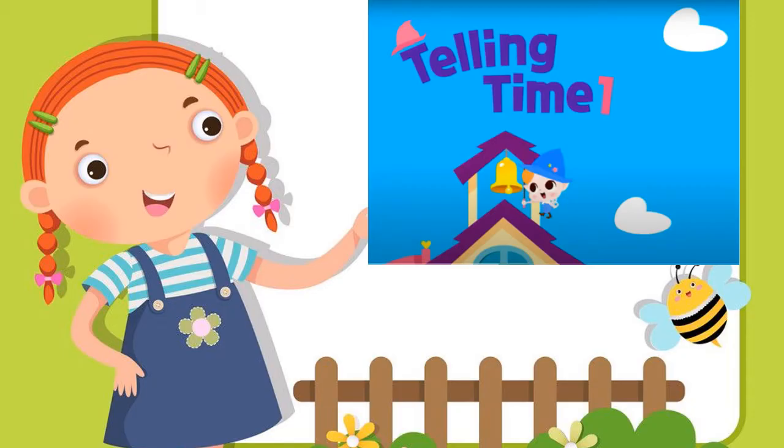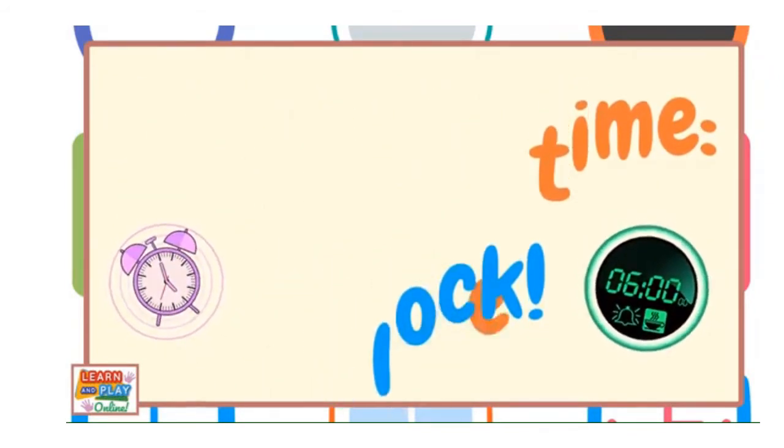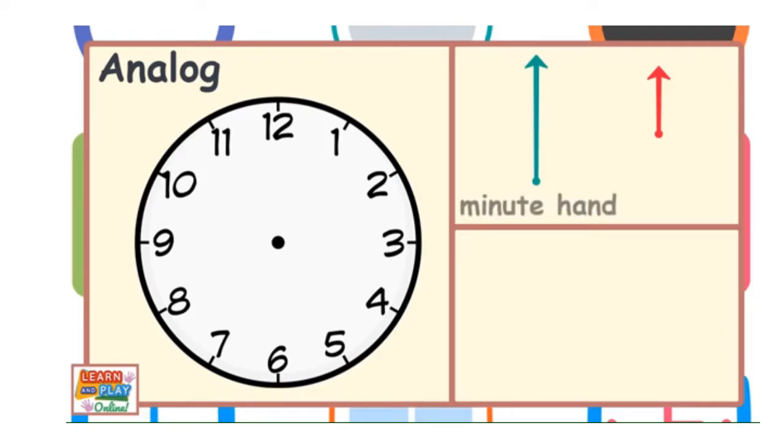Now, let's continue our lesson. Telling time. Telling the time o'clock. This is called an analog clock, and as you can see, there are the numbers 1 through to 12 on the clock face. An analog clock has 2 hands. We call the long hand the minute hand, and we call the short hand the hour hand.